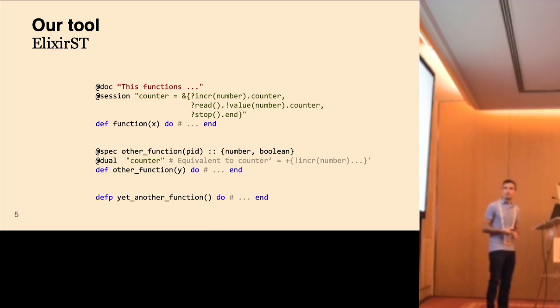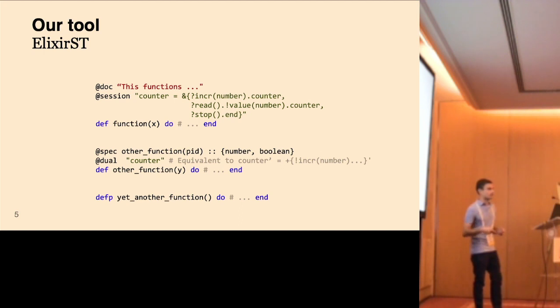Why did we choose annotations? In Elixir, it's very common to use these to add information. For example, for the compiler, you can use the add doc to add function information to the documentation, or the dialyzer, for example, provides the add spec to add type information to the functions.